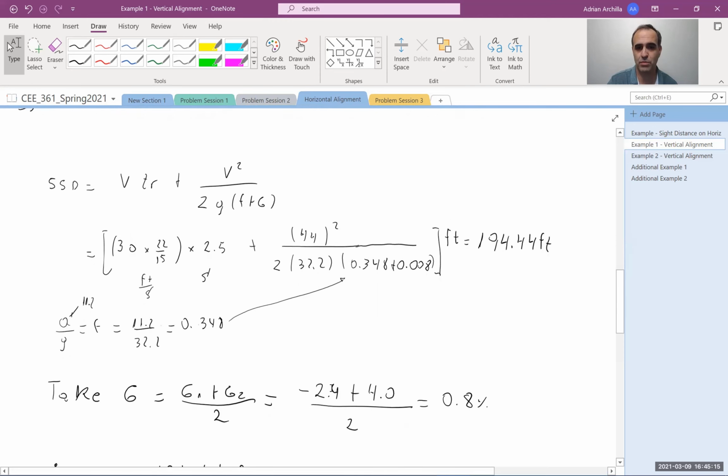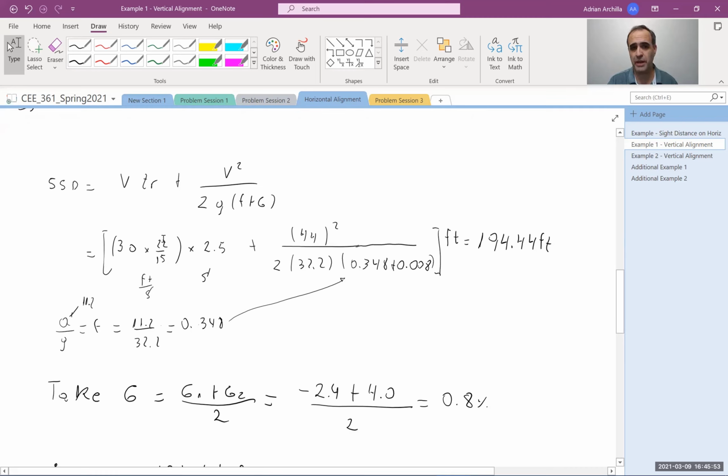In this case, I could have used the minus 2.4%. If I had put here minus 0.024, that would have resulted in a longer sight distance. But the reality is that you're not going to be driving on a minus 2.4% grade all the time. It's just at the beginning, and then immediately you're going to be transitioning. So that's too conservative. This is what most people use, and let's stick with taking the average for the problems in the class, just to be consistent. So that's the only difference.